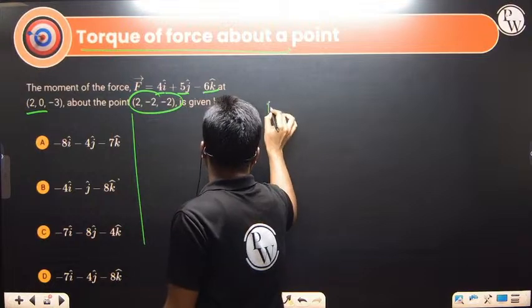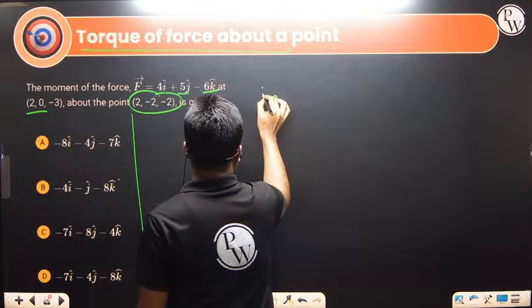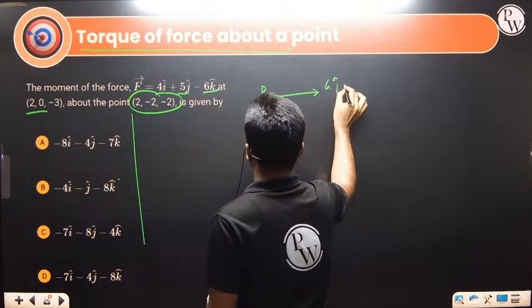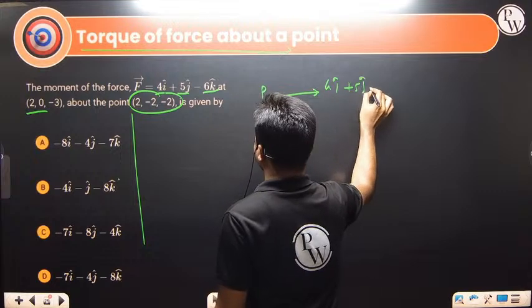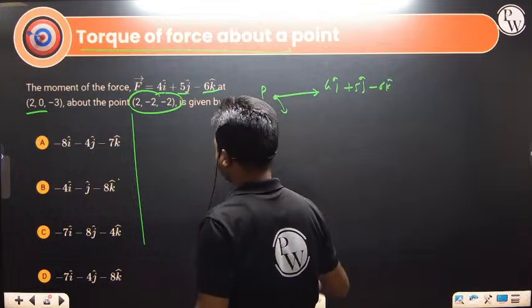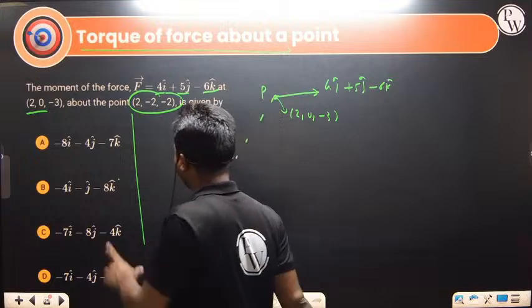So this particular point where the force is acting, point P. What is the force that is acting here? 4 i cap plus 5 j cap minus 6 k cap. And what is the coordinate of this particular point? 2 comma 0 comma minus 3. This is the point about which we have to calculate.